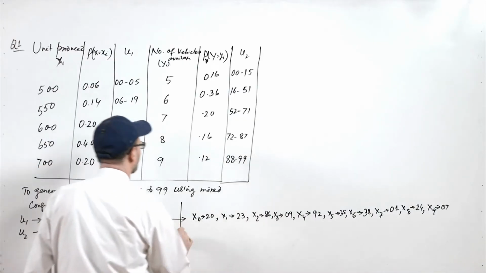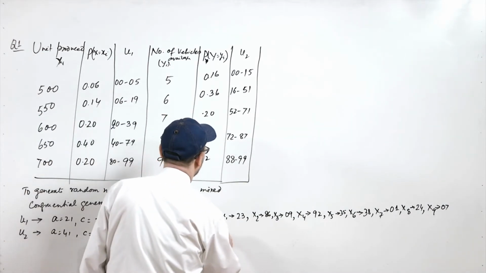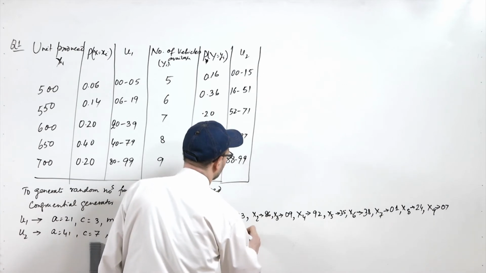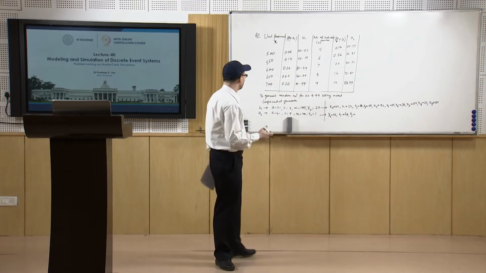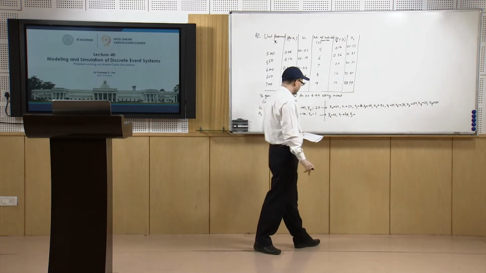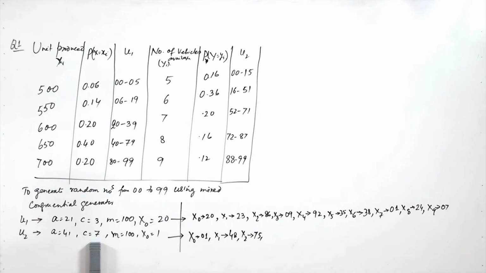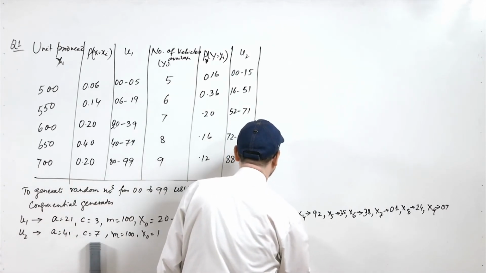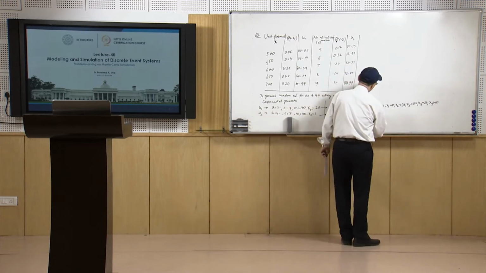Now, for u2, if you look at, you have x0 given as 1. x1 becomes 1 into 41 and plus 7 mod 100. So, 48 mod 100, so that is 48. x2, 48 multiplied by 41. So, that will be 1968 and plus 7. So, that will be 1975. So, that will be 1975 mod 100. So, that will be 75. Again 75 multiplied by 41. So, that will be 3075 and 3075 plus 7. So, that will be 3082, and that further mod 100. So, it will be 82.